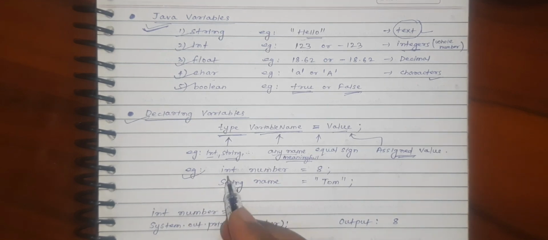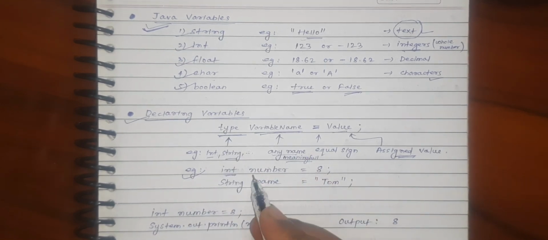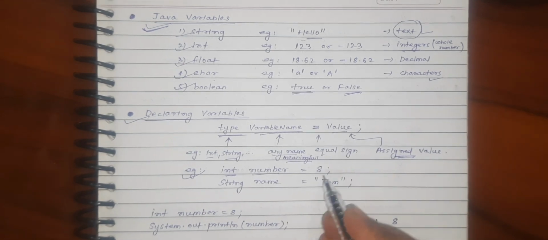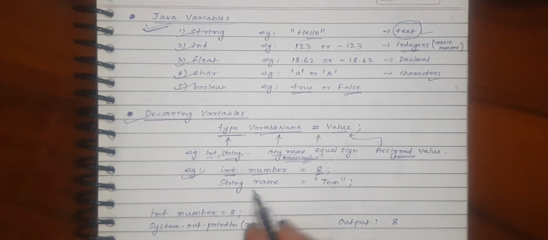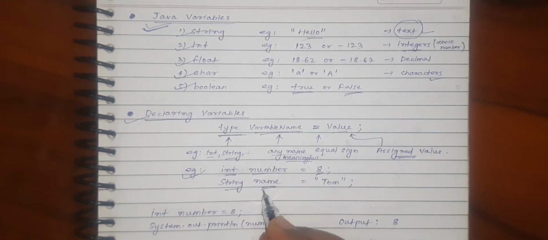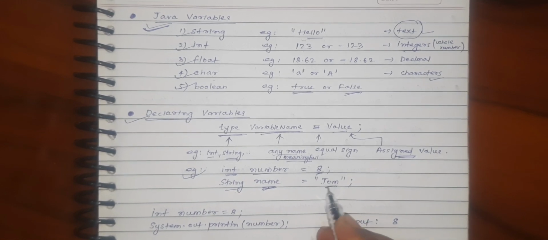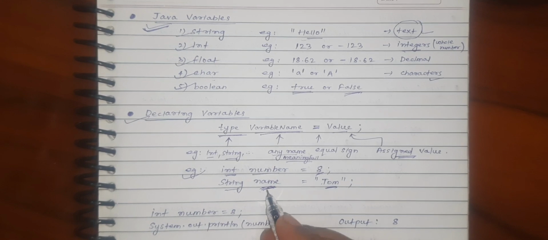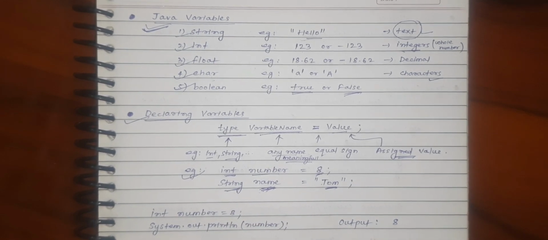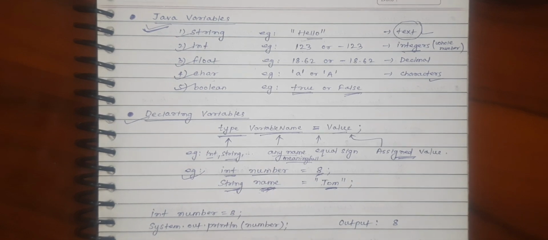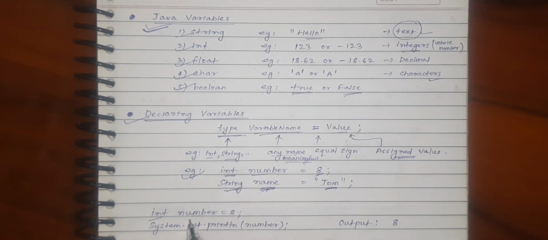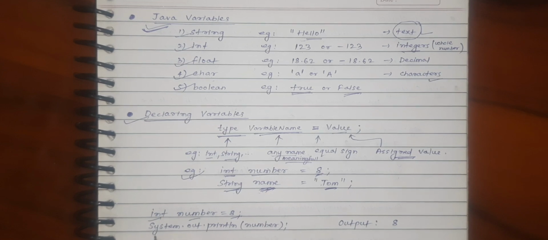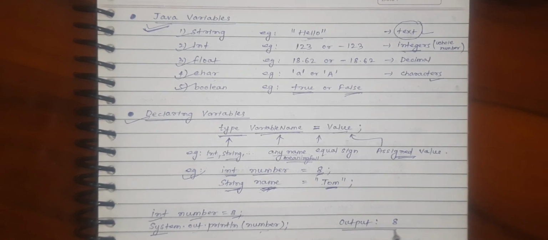For example, for an integer, the type is int, the variable name, let it be number, equal to a value, which has been assigned to number. Another example is string, then the variable name, and the name of the person is Tom, so Tom has been assigned to the name variable of string data type. Another way, we can declare int number 8, and to print that, as we discussed in the previous lecture, System.out.println is the syntax for printing things. Then we put the variable name here, so the output will be 8.